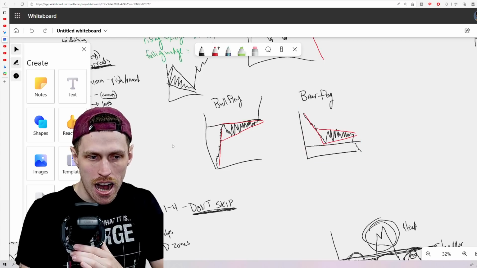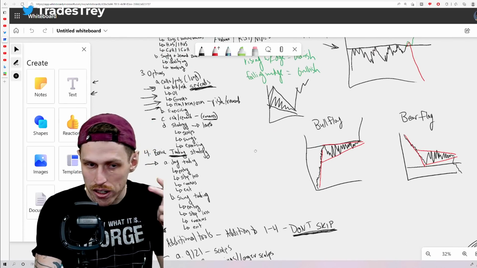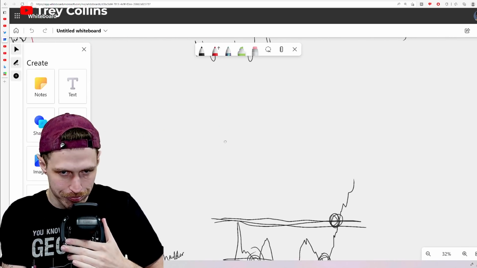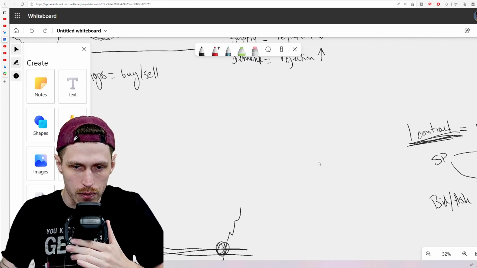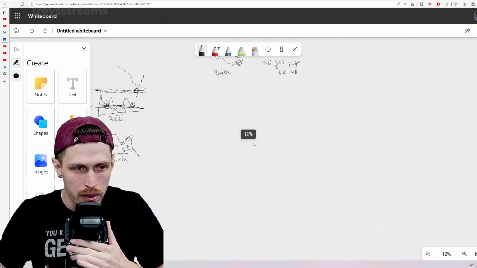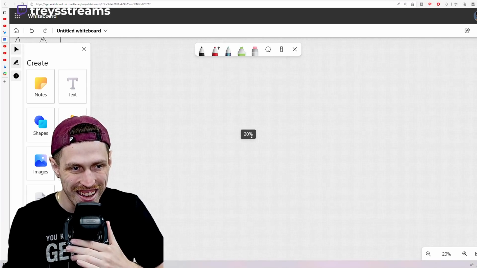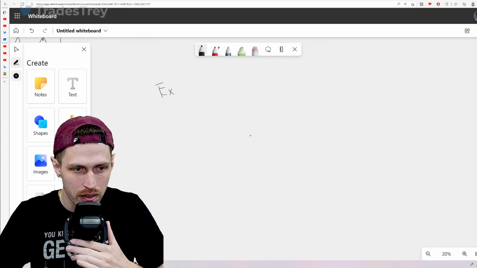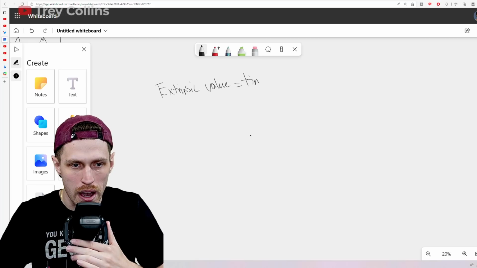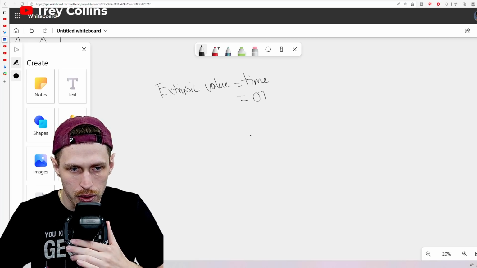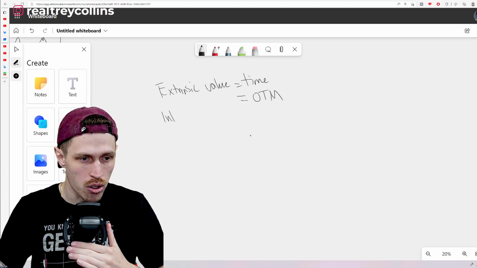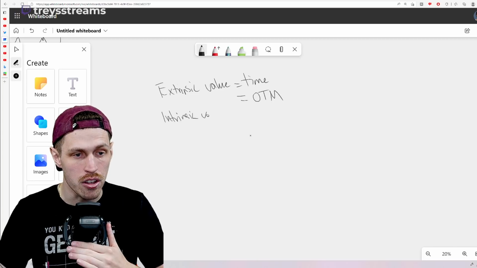Now, the last piece about options that I find to be very important before we get into exercising, risk, reward, and strategy is going to be the piece about extrinsic versus intrinsic value. So let's dive into that right now. Extrinsic value, god dang Microsoft. Extrinsic value is time. Extrinsic value is applicable to out the money contracts, which we're going to be talking about here in a little bit. Intrinsic value is real value.